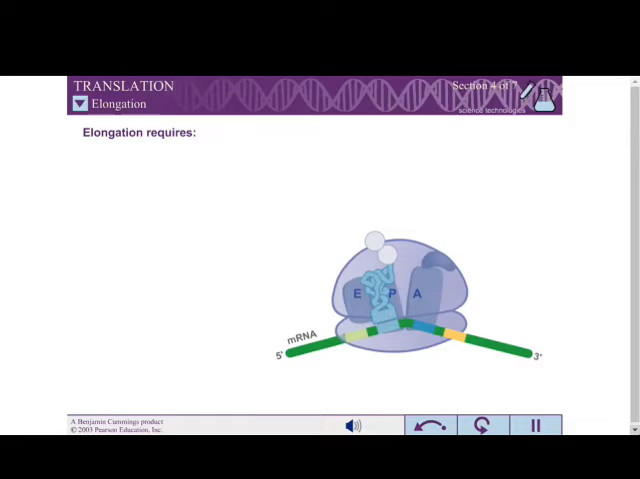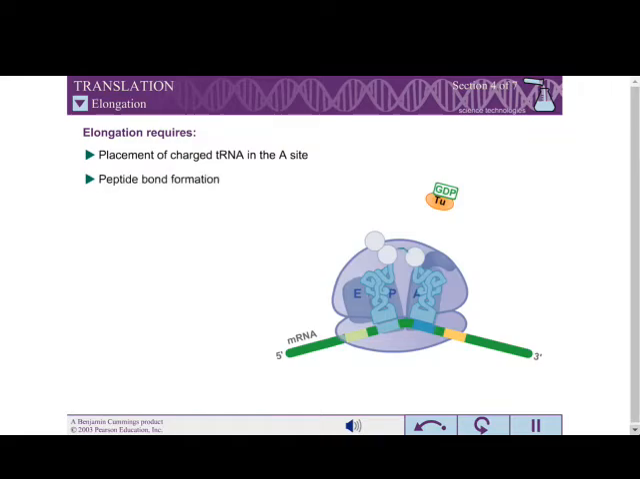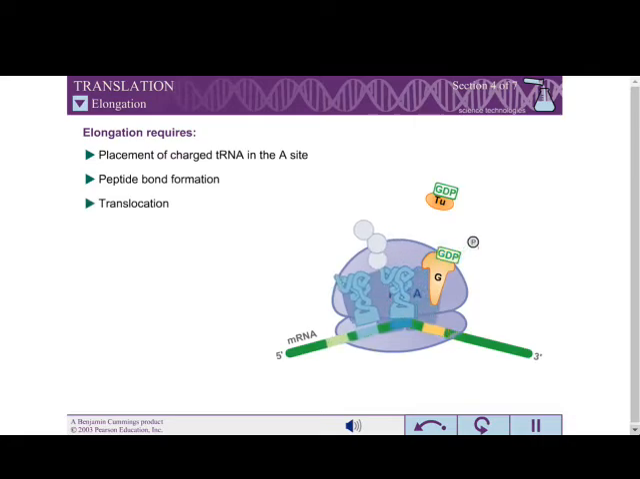After an initiation complex is formed, elongation occurs. During elongation, the ribosome synthesizes proteins by linking together amino acids. Three steps are needed to add each amino acid. A charged tRNA is placed in the A site of the ribosome. A peptide bond is formed, and the tRNA with the growing protein chain is moved from the A site to the P site.